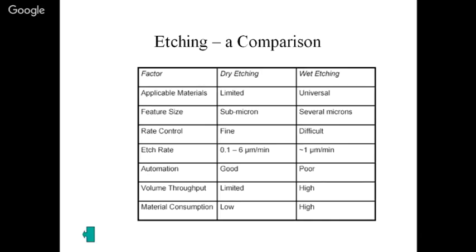Volume of removal is very limited in dry etching, but in the case of the wet etching process, the volume of material removed is high.